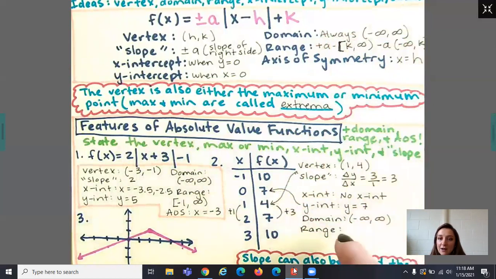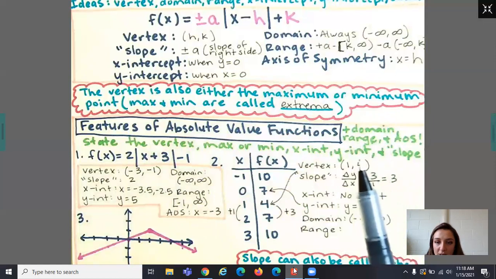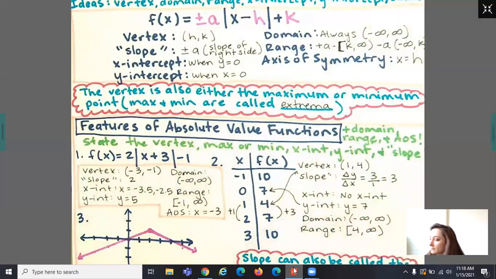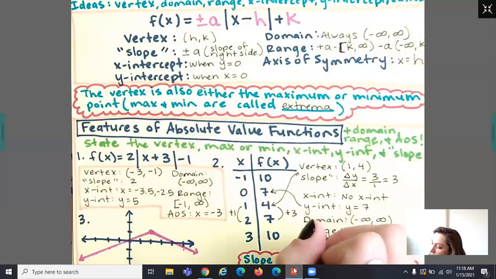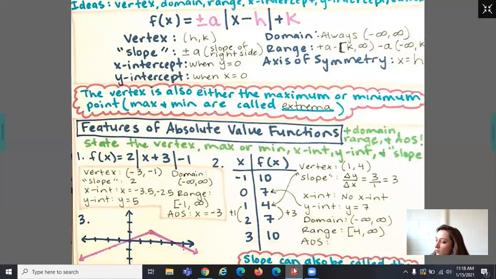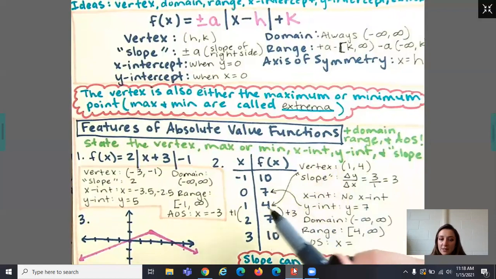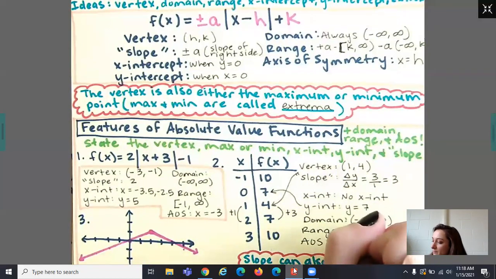Or you could say, whenever we're looking at the bigger x values, these were increasing. So that means that that was our positive a value right here. Okay, so we're going to be going from k to infinity. So our k value was the y value of the vertex, which is right here. So this is going to be from 4 to infinity. Okay, and then our axis of symmetry, which we're going to label AOS, is going to be our h value. So this is going to be x equals h, which is the x value of the vertex. So since the x value of the vertex is 1, that means the axis of symmetry is going to be x equals 1.